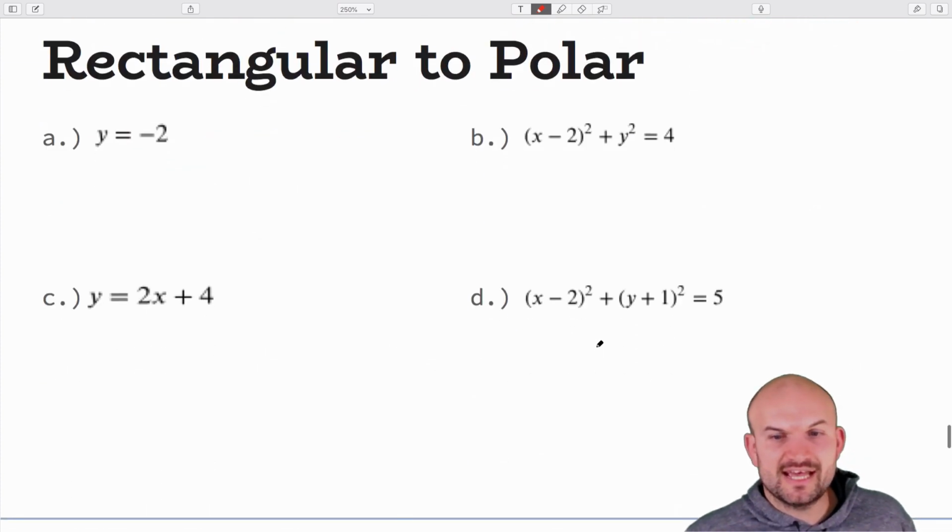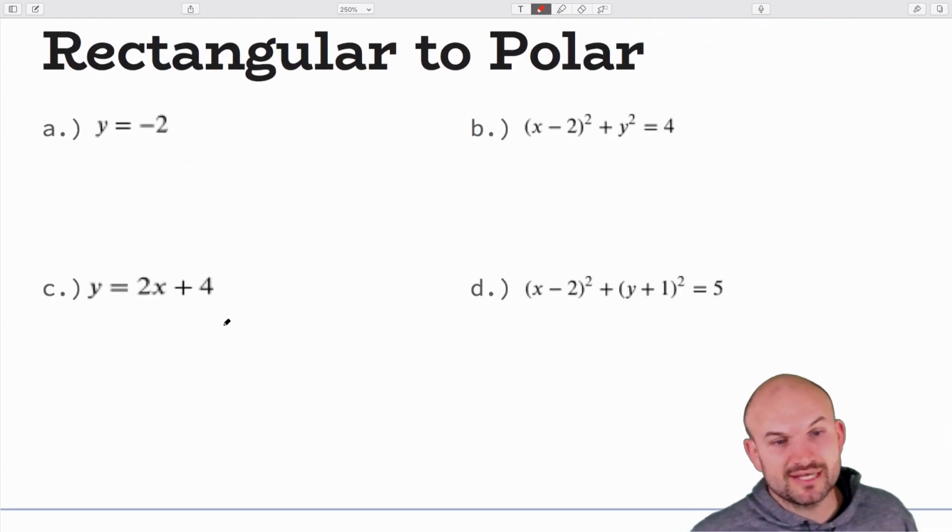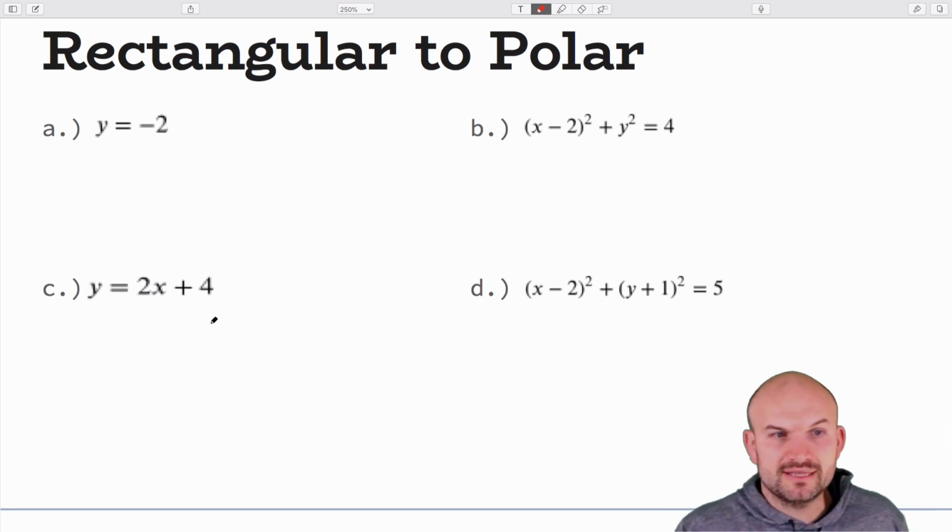All right, and then I gave my students 4 more problems to do, and we'll work through them in this case. So again, from here, I can just replace y with r sine of theta.